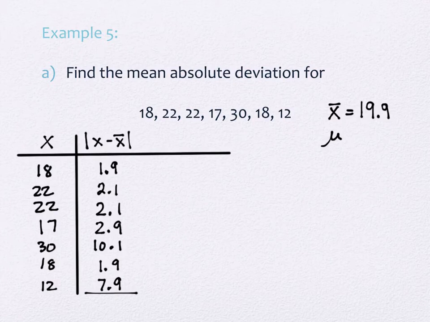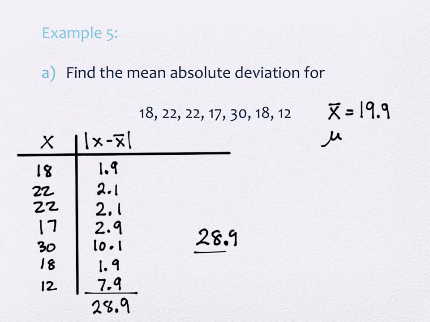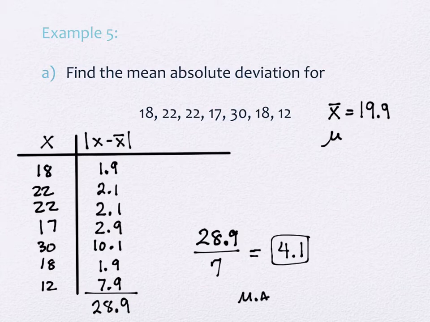28.9 is what I have as well, so that's good. Do we have a third? Yeah, okay. 28.9, so then we take the 28.9, we divide by our number of values. How many values do we have? 7. And we will round to 1 decimal place unless something indicates otherwise. So this is 4.1. So my mean absolute deviation is 4.1.